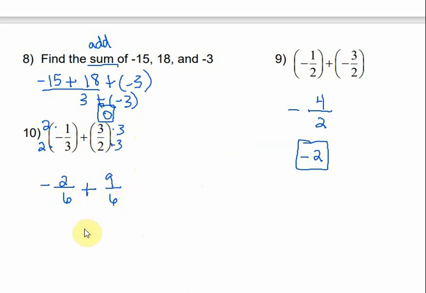So now that I have a common denominator, that is my denominator in my answer. This is a negative 2 and a positive 9, so I'm going to be subtracting. So if I take away 2 from 9, I get 7, and it should be positive because the bigger number is positive. This cannot be reduced, so this is my answer. It could be changed to a mixed number, but when you're doing problems in my math lab, they usually prefer that it stays an improper fraction as long as it's reduced.